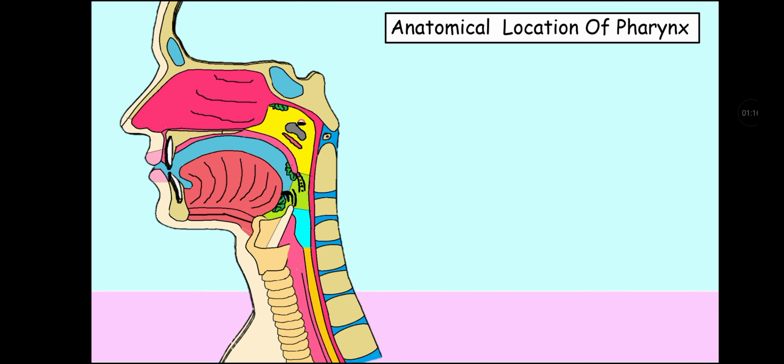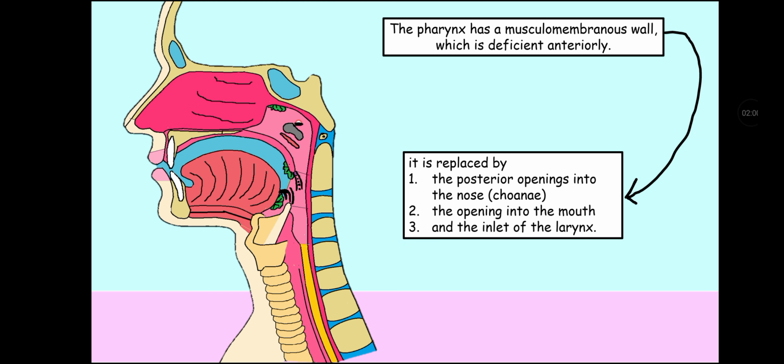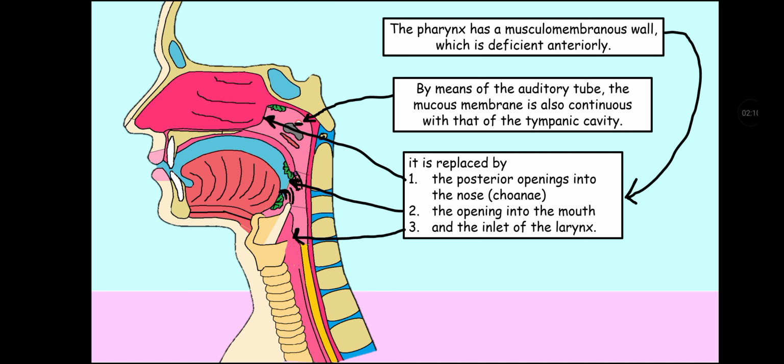The pharynx has a muscular membranous wall. That means the wall of the pharynx has muscles and membranes. It does not have any cartilage or bone. But this muscular membranous wall is deficient anteriorly, and anteriorly it is replaced by openings: the posterior opening into the nose, the opening into the mouth, and the inlet of the larynx. By means of the auditory tube, the mucous membrane is also continuous with that of the tympanic cavity.